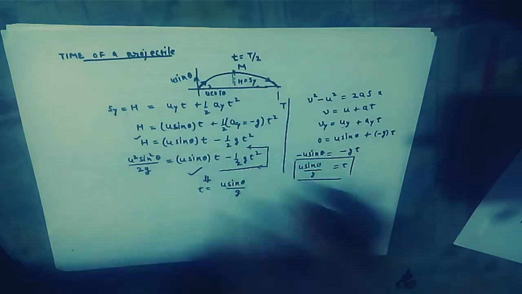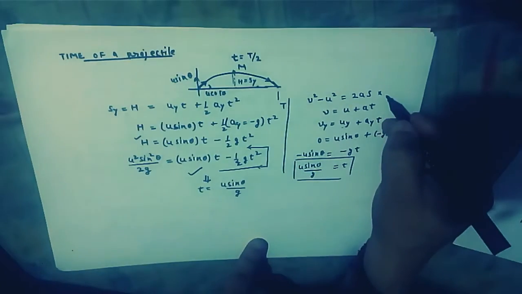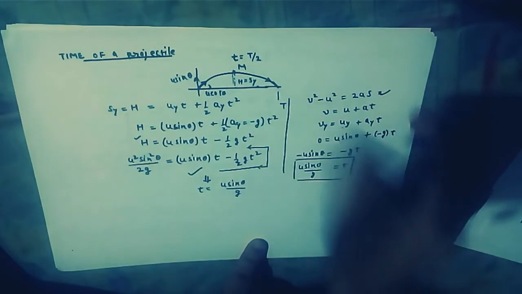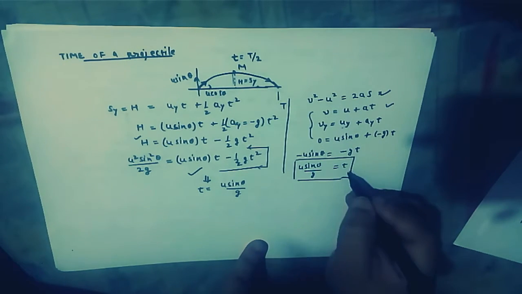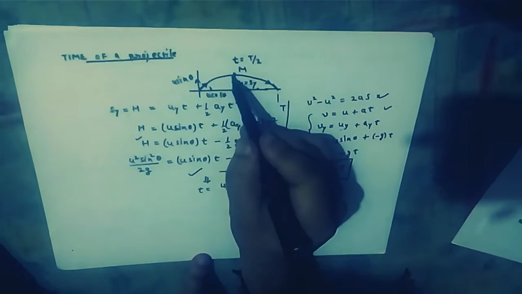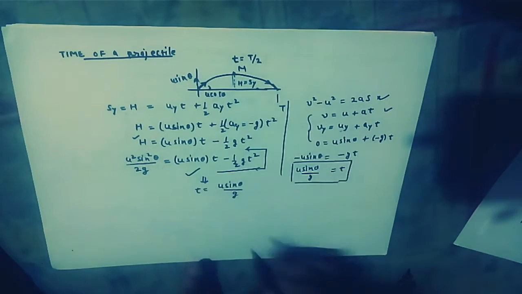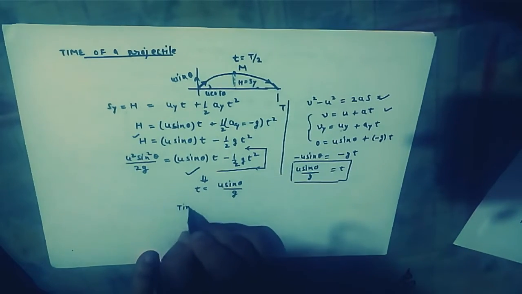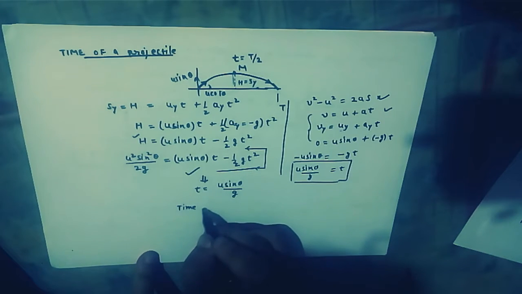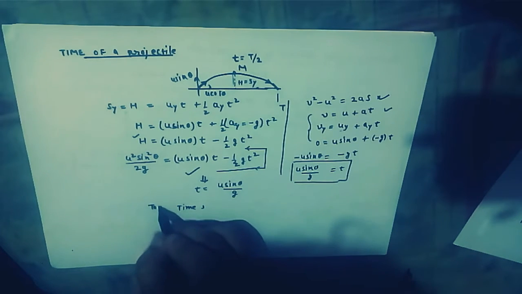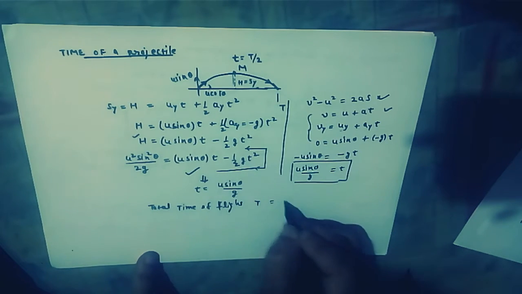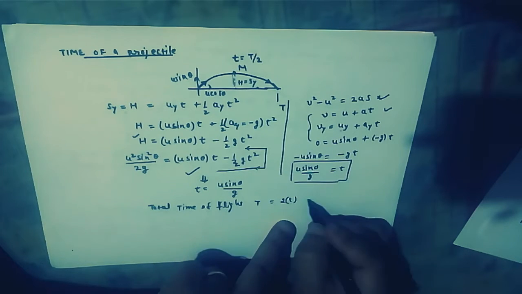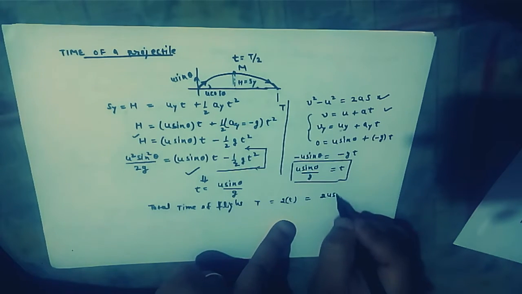But we can always find it by using a simpler method. By using this formula we can find the value of t, but that t is only half of this. So what is the total time here? The total time of flight, which is capital T, is double of this small t. So that is nothing but 2u sin theta upon g.